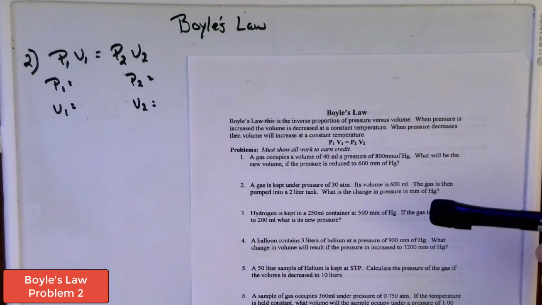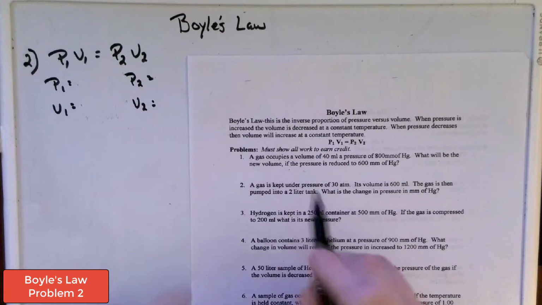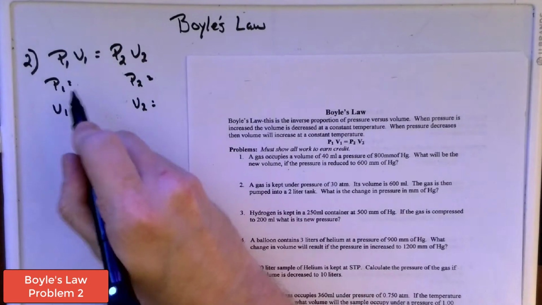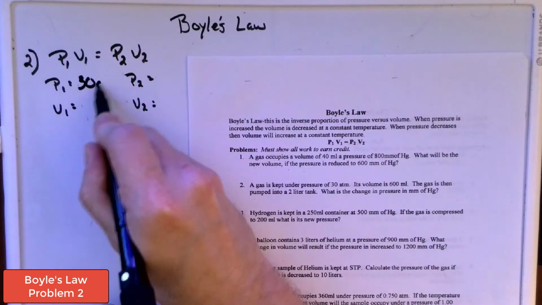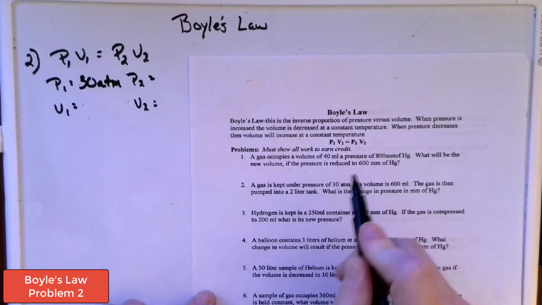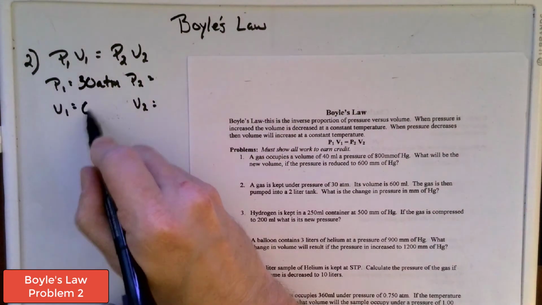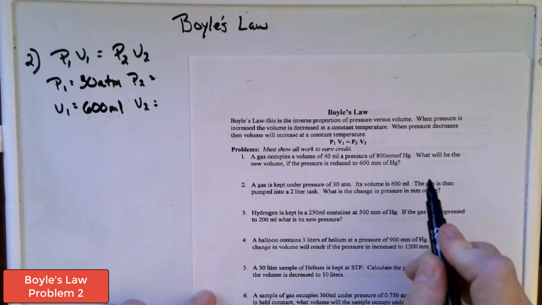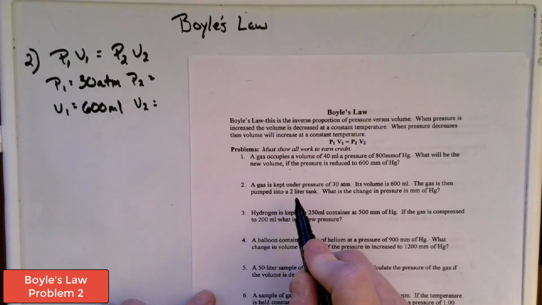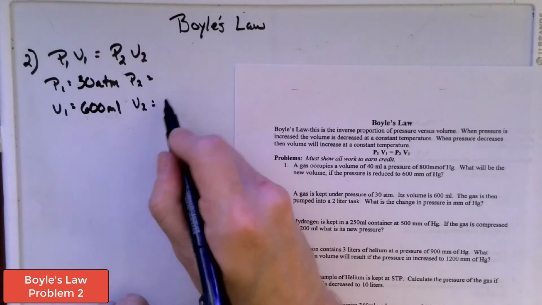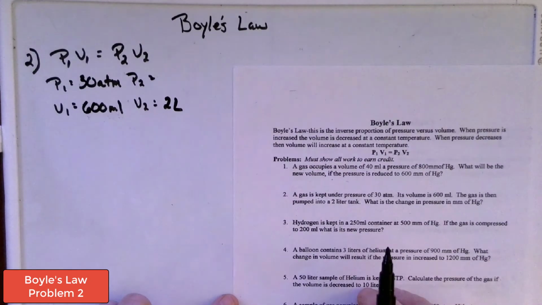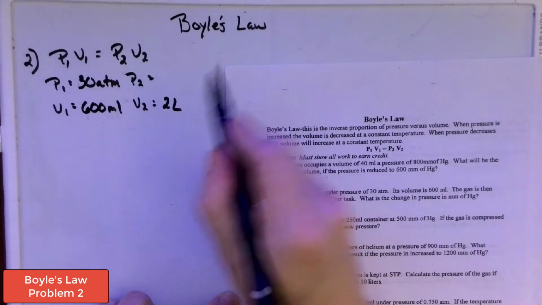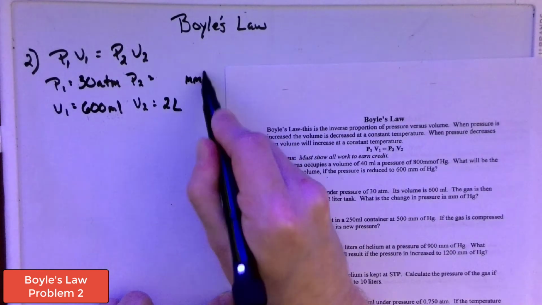We do have to do a little bit of extra work on this one, so let's take a look and see what variables we currently know. I see 30 atmospheres, and that sounds like the starting pressure, so I'll go ahead and put that under pressure 1, 30 atmospheres. Divided by V1, which is 600 milliliters. The problem continues, and it says the gas is pumped into a 2-liter tank. That sounds like V2, 2 liters. What is the change in pressure in millimeters of mercury? Well, I don't know P2, but it does tell me that it must be in millimeters of mercury.